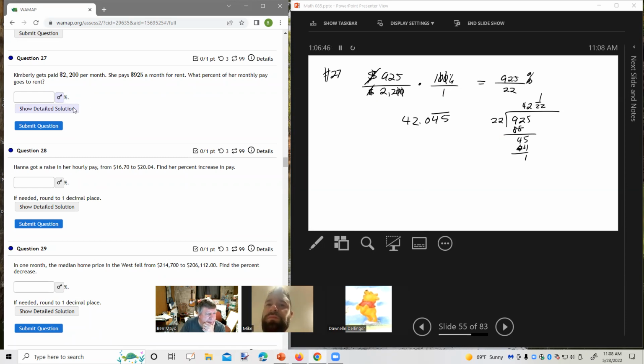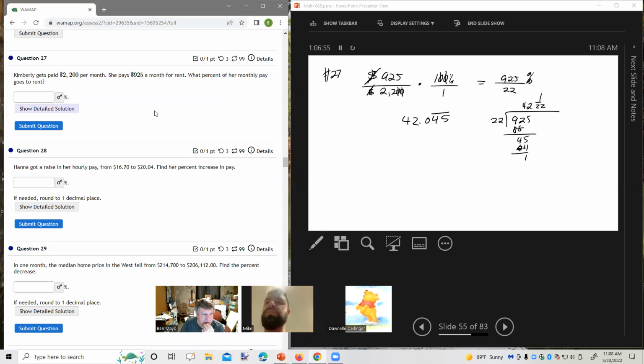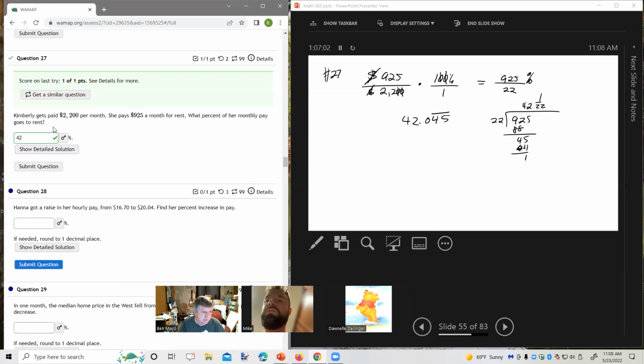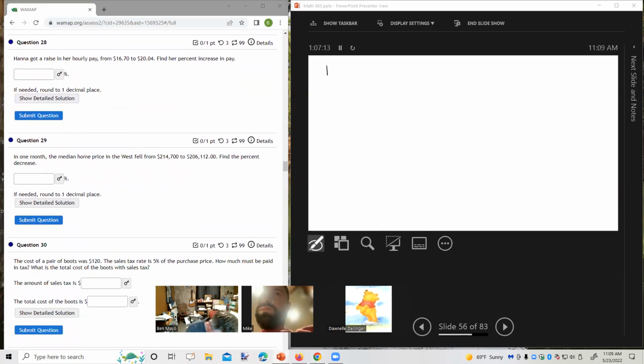It doesn't say to round. Let's look at the detail, but they did. So they should have said round to the nearest percent, but they didn't do that. Okay. Would have been nice if they had. And yes, don't worry if something like that comes up on a test. I always look at everybody's wrong answers to see what really happened there. Or I should say answers that WAMAT marks wrong.